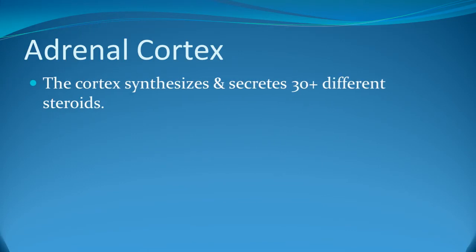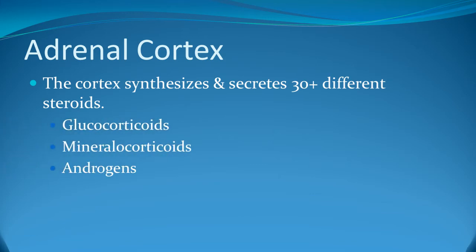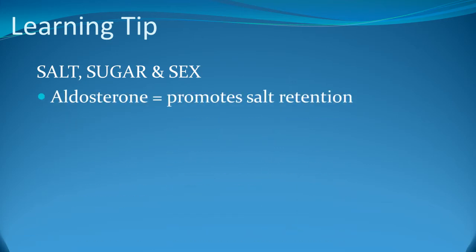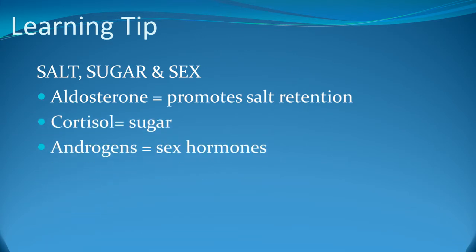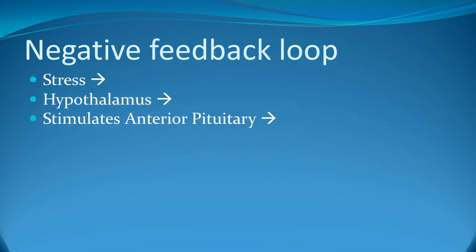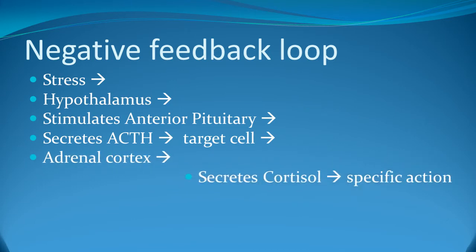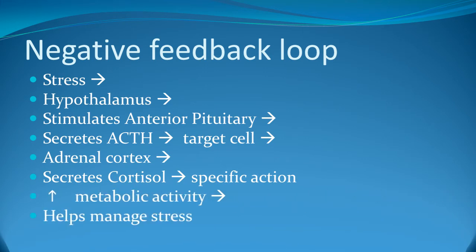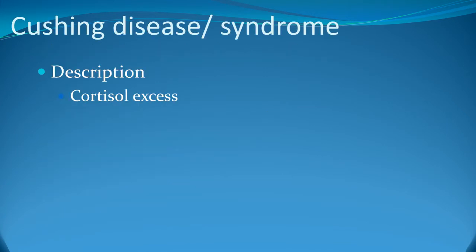The adrenal cortex synthesizes and secretes 30 different steroids: glucocorticoids, mineralocorticoids, and androgens. So the famous term is salt, sugar, and sex drive. Aldosterone produces salt retention, cortisol is sugar, and androgen is the sex hormone. Negative feedback loop: stress, the hypothalamus stimulates the anterior pituitary, which secretes ACTH to the target cells in the adrenal cortex. It then secretes the specific hormones, increases metabolic activity, and manages the stress.